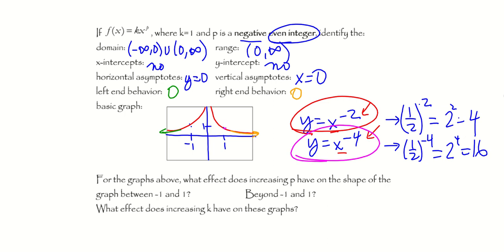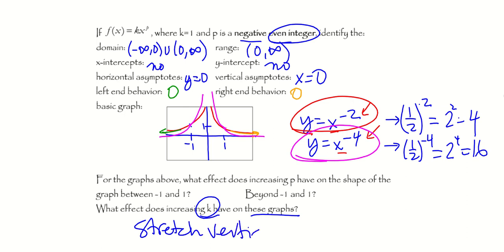So it would actually be steeper inside and then would be shallower to the outside. Right, so it would have that. What effect would k have, again, on these graphs? And again, it would stretch the graph vertically. Right, we have that outside multiplication by k, and so that's a vertical dilation.